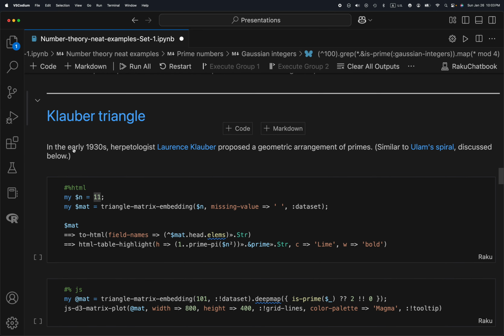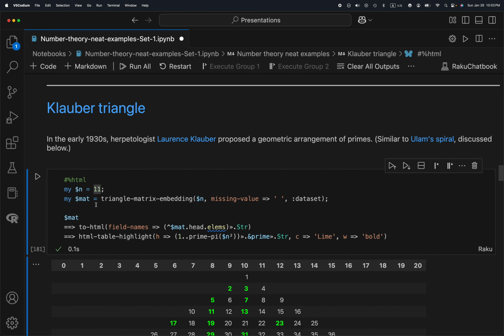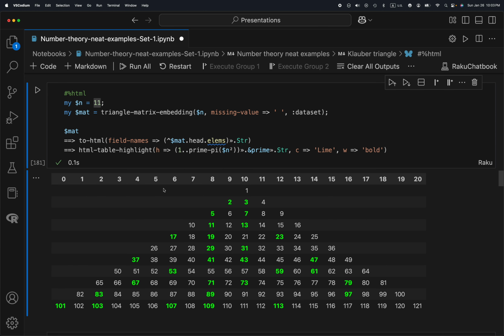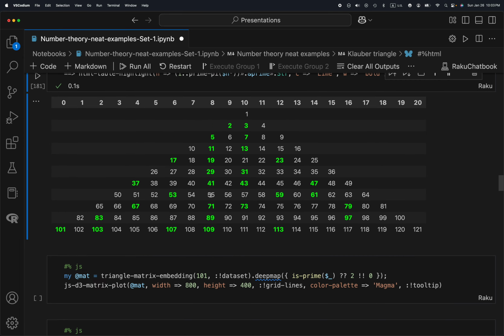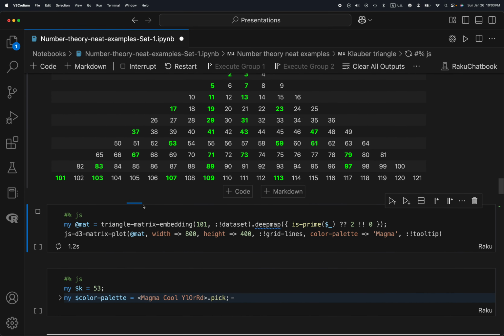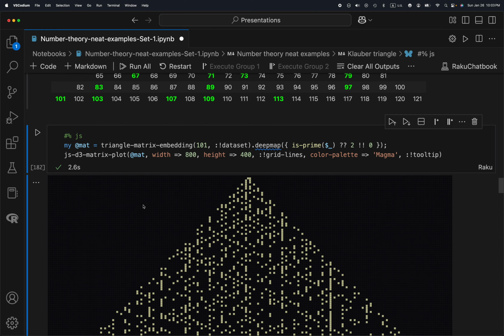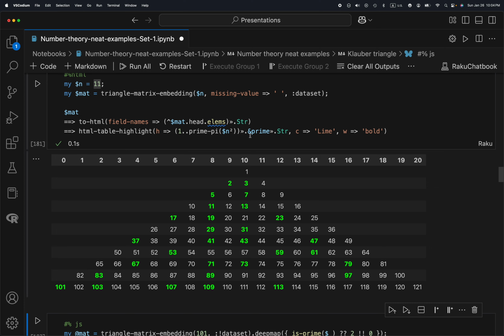All right, so in the early 30s, last century, the herpetologist Laurence Klauber produced this geometric arrangement using a triangle, and pretty neat. And so we can see some kind of diagonals emerging with the primes. Is this holding? Well, it's an interesting question. So here this is a larger triangle, right? And so we can see we have some kind of pretty dense straight lines, vertical lines with prime numbers. The one we saw here, right?